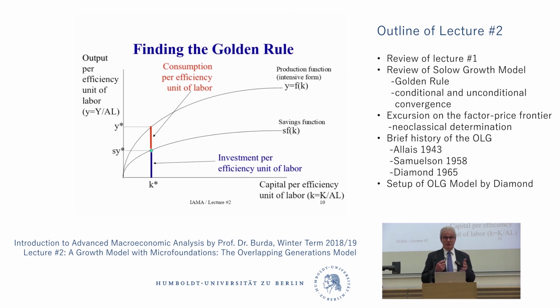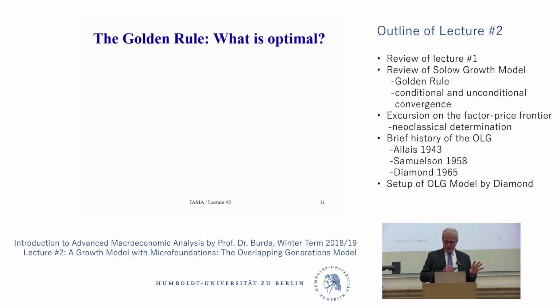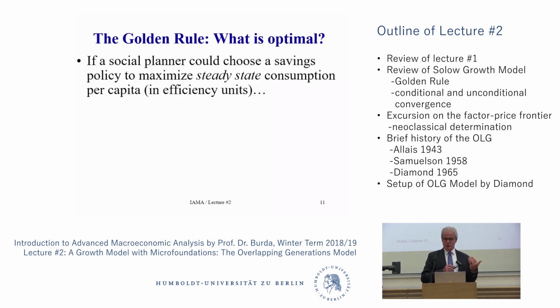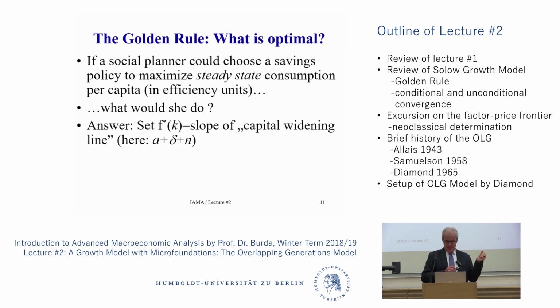You've got to make sure that your rulers or your governors or your politicians choose the right level of savings that gets you to the right point. So now this is kind of the normative question. Ned Phelps in 1961 wrote a very important paper where he tried to ask the question: if a social planner could choose a savings policy to maximize the length of that vertical red bar, per capita consumption, what would he do? Or what would she do? It's a woman. And the answer is simple.